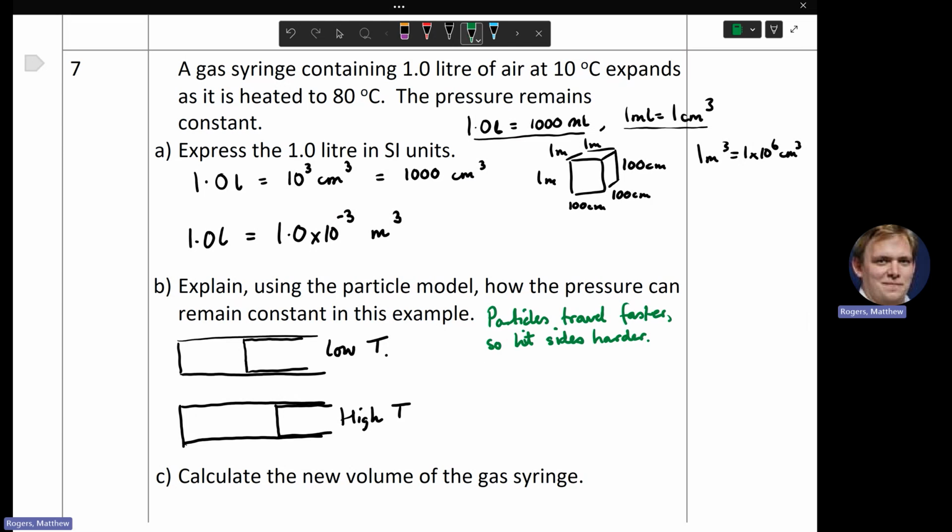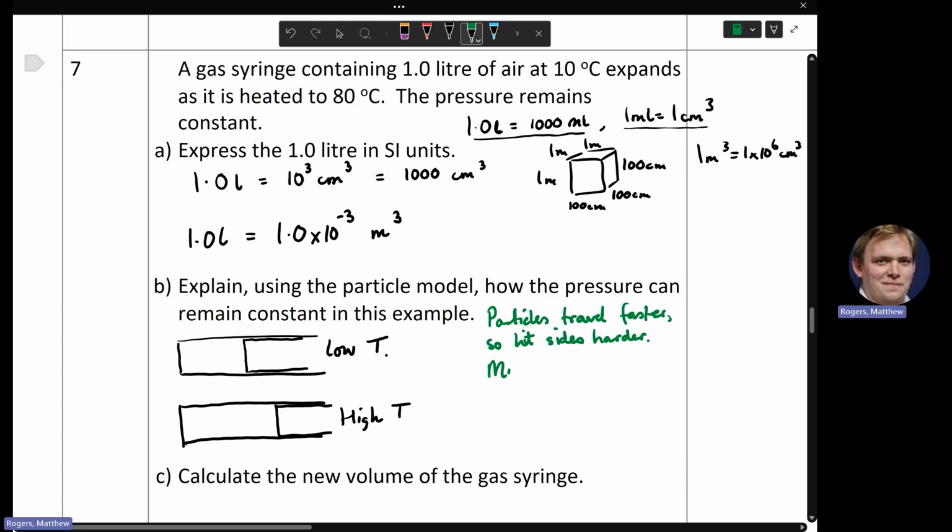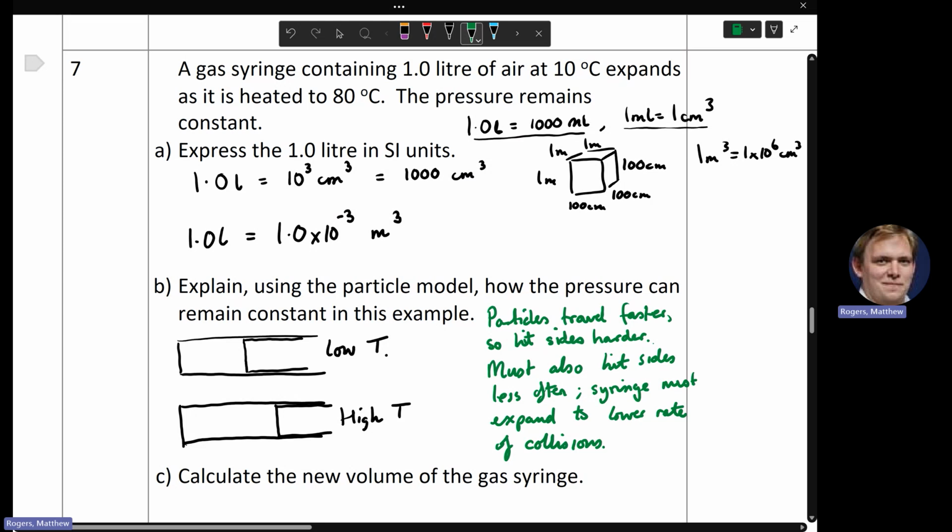So in addition to them hitting the sides harder, they must also hit the sides less often. And therefore we can say the syringe must expand to lower the rate of collisions. So despite the fact that they're travelling faster, because it's got bigger, they end up hitting the sides less often.